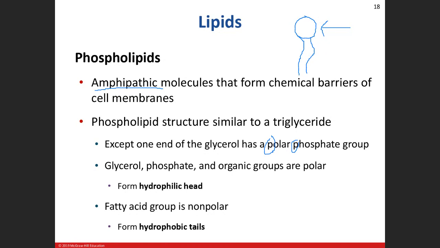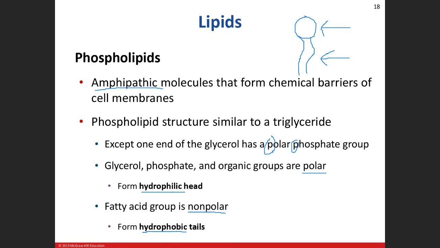And then we've got our fatty acid tails here. Those are going to be nonpolar. If it's nonpolar, we refer to the tails as hydrophobic. Hydrophobic meaning water-fearing. They do not like to be with water. They don't mix. Hydrophilic, that's the water-loving portion. That's going to be that phosphate end there, and that is going to be water-loving, hydrophilic.